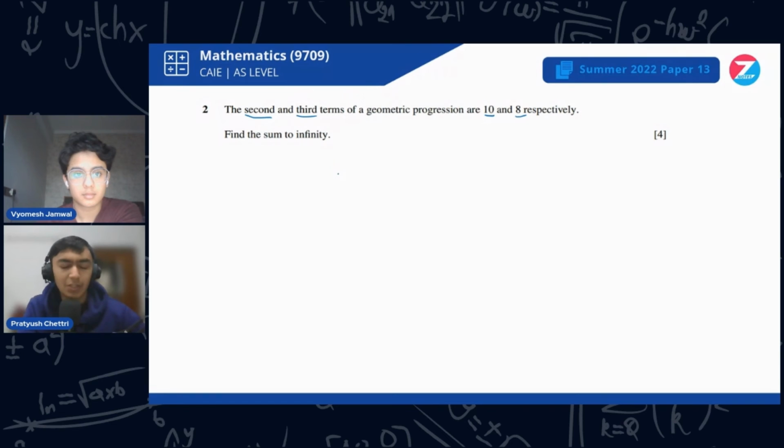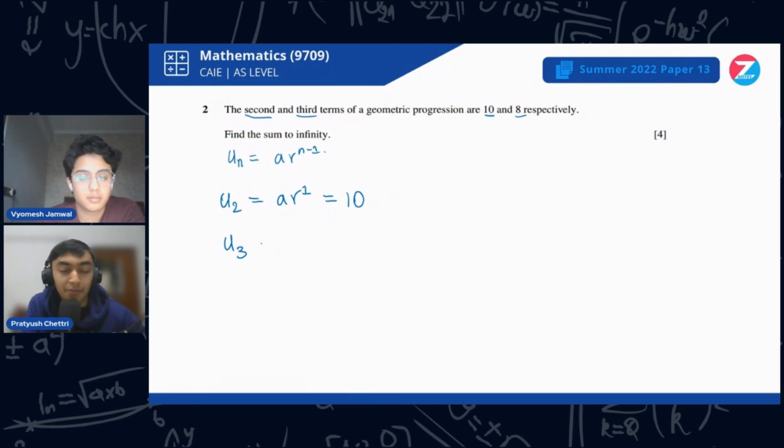So the first thing we need to use is our concept of how a geometric progression is written. Remember, un is a times r to the power n minus 1. So our second term is a times r, and n is 2, so I'm just going to write r to the power 1. And this is equal to 10. And our third term, u3, is a times r squared, and this is equal to 8.